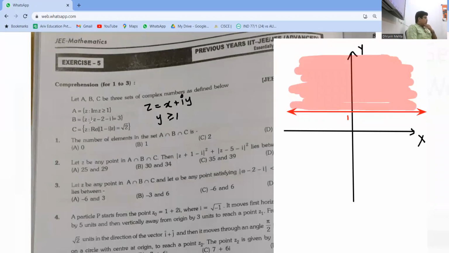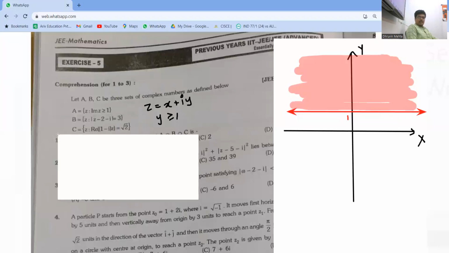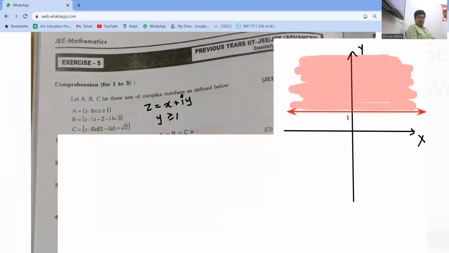Next, you will have to solve this, so take out your books. Mod of z minus 2 minus i is equal to 3. Solve this, and then I will also tell you a trick for it. z minus 2 minus i equals plus minus 3. What is z over here? It's x plus iy. First solve it normally, then I'll tell you the trick.